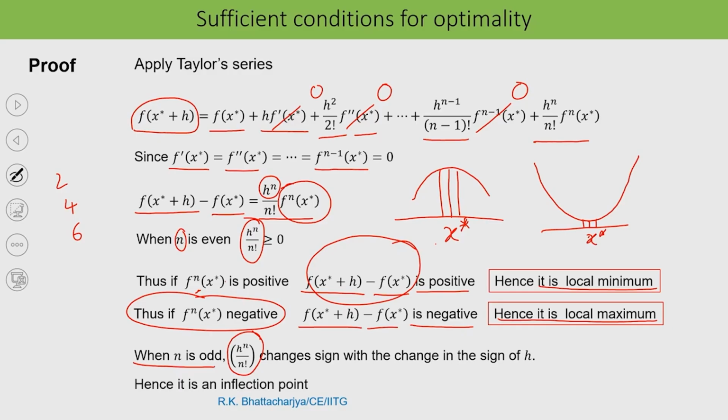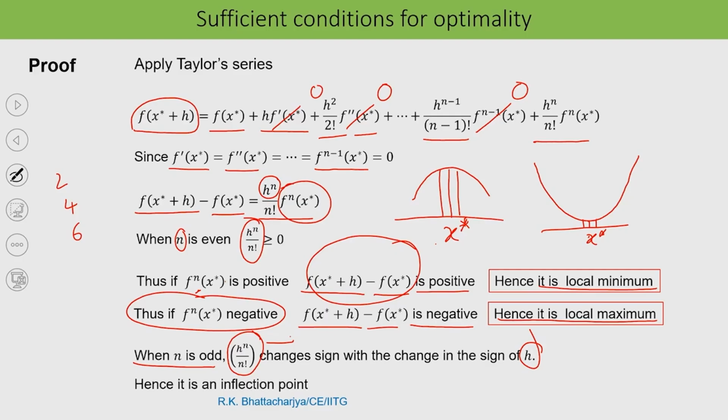So, this value will change its sign with the change in the sign of h. That means if h is positive, you are approaching from either the left-hand side or the right-hand side, so h will be either positive or negative. Based on whether h is positive or negative, the sign of this value will change. So if you are approaching from one direction this will be positive, and if you are approaching from the other direction it will be negative.